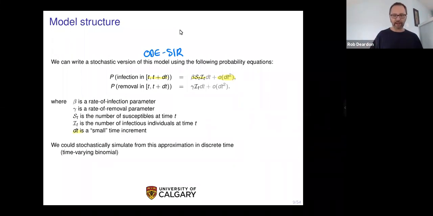We can think about it that way, and then the probability of a removal occurring in the population in this small time interval is just given by gamma times I times dt, and then all the higher order stuff. Okay, so with that in mind, conceptually, it's quite easy to think about simulating in discrete time, right? Using essentially a time varying, well, binomials really, but Bernoulli, right? This is describing the probability of those things, but we could simulate in discrete time quite easily.